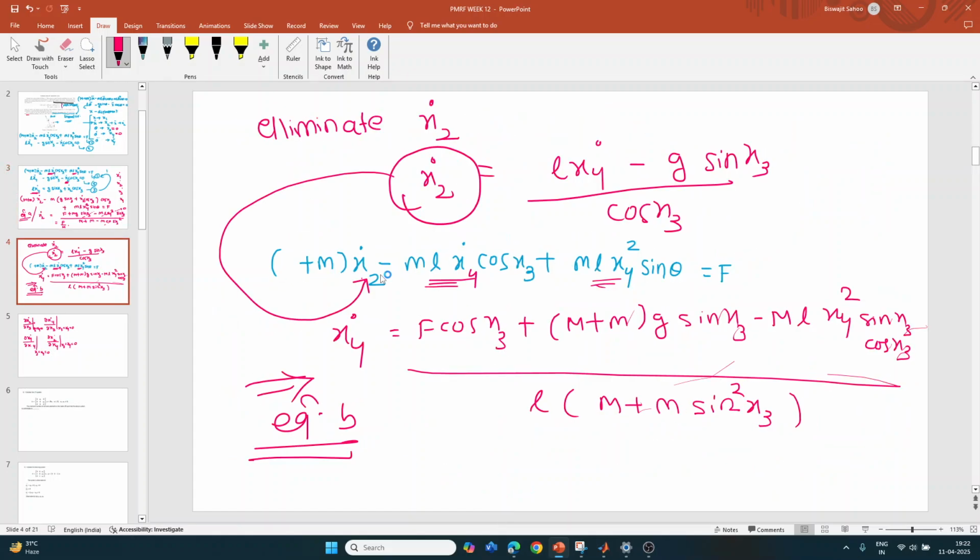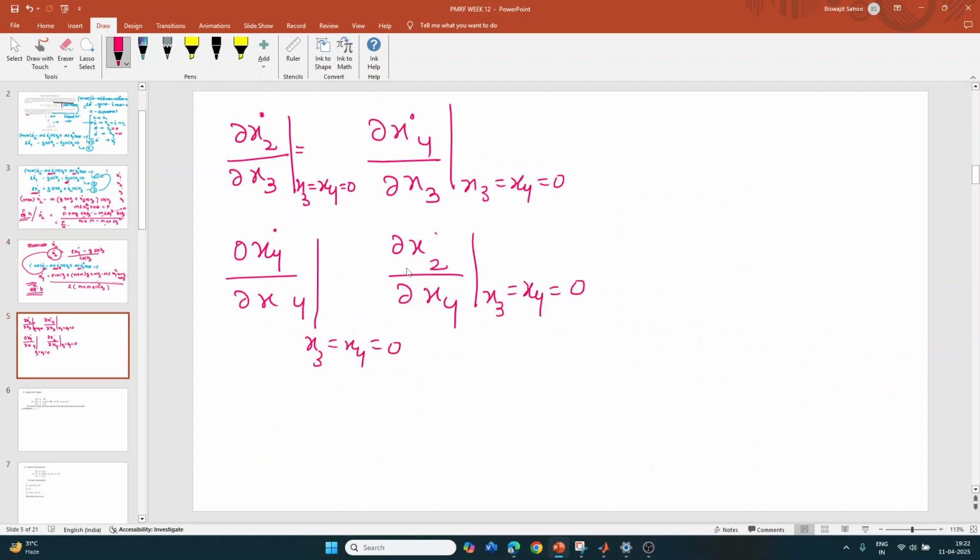Like that you have to find out every term and put all the values. Whatever the value of f is given, whatever the value of m is given, like that you need to calculate all the values. Once you calculate all the values, you can do it by yourself. Then you need to compute.